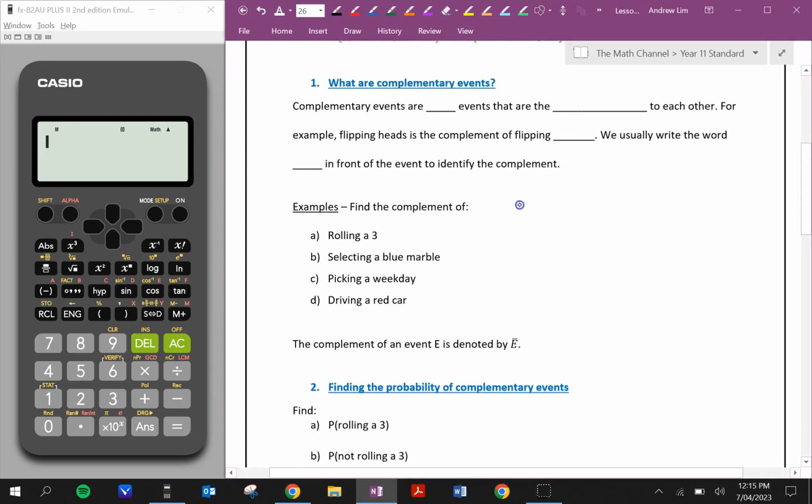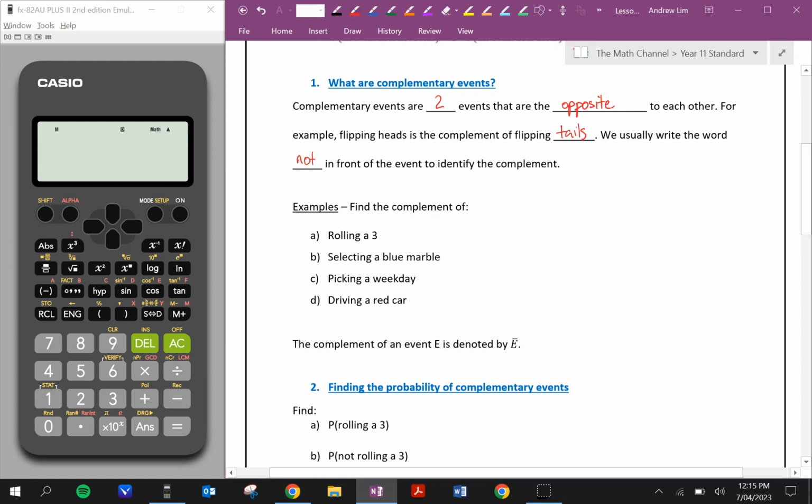Okay, so let's have a look at the first part of this lesson, which is what are complementary events. Complementary events are basically just two events that are the opposite to each other. For example, flipping heads is a complement of flipping tails. Now we just write the word not in front of the event to identify the complement.